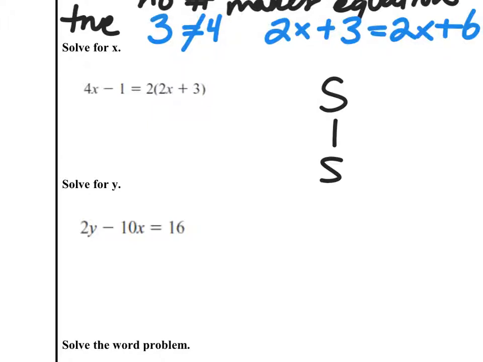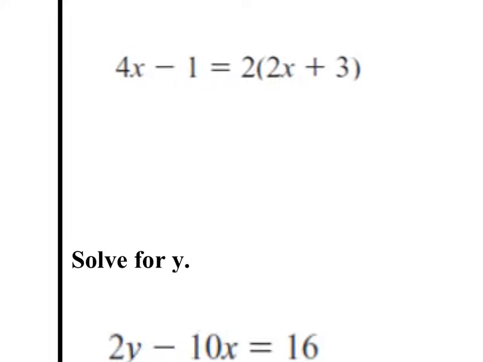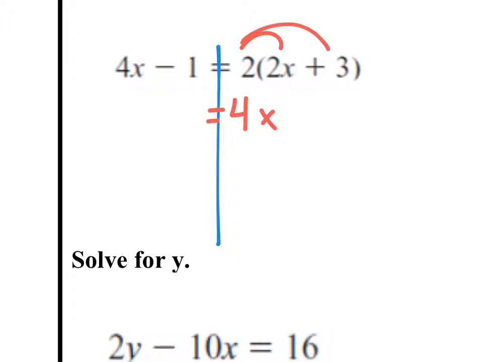So let's first distribute on the right-hand side, well, balancing line, and then distribute. So 4x, make sure you multiply what's on the outside to every term on the inside. 2 times positive 3 is positive 6. Watch your negatives, guys. Now I'm going to isolate.